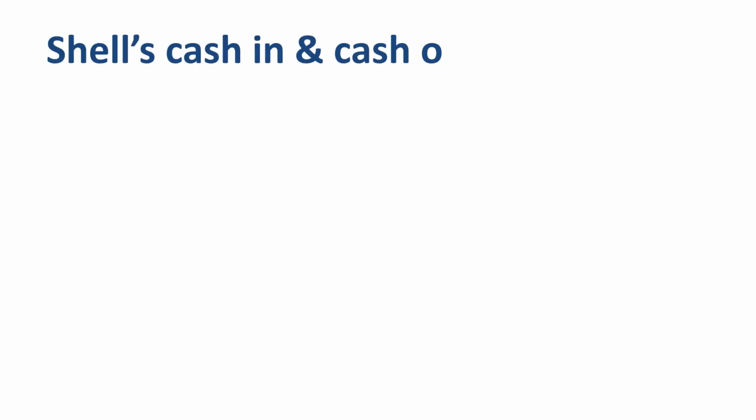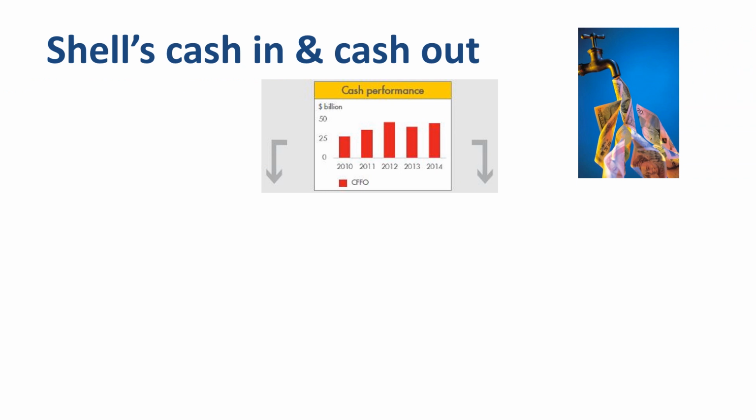So let's look at these three categories: operating, investing and financing for Shell. Shell has provided a long-term overview of 2010 through 2014 to show how the various types of cash flow are related. Shell generated a very substantial cash flow from operating activities of up to 45 billion in 2014. What does Shell subsequently do with this cash inflow?